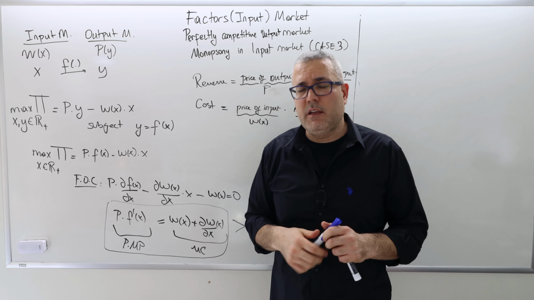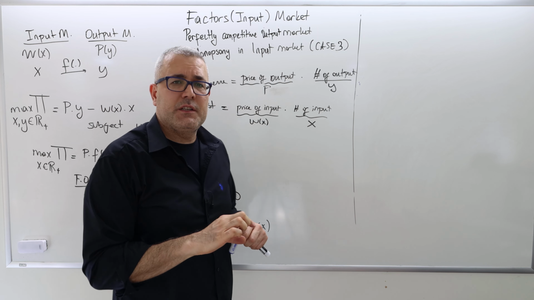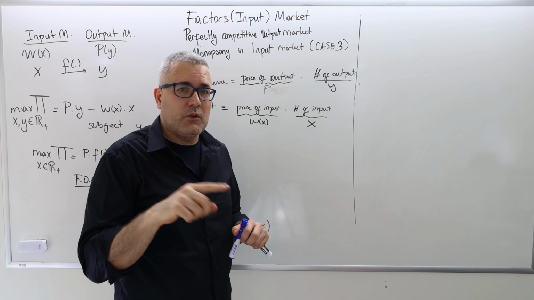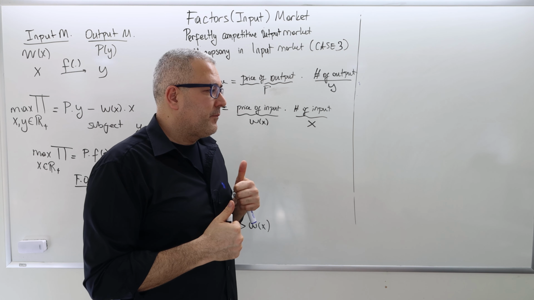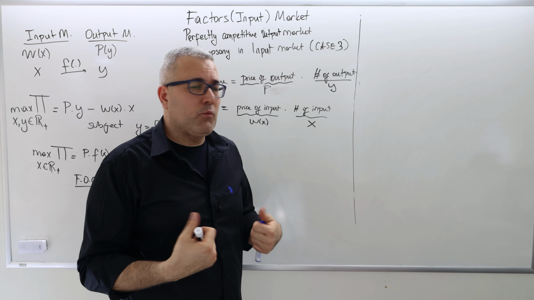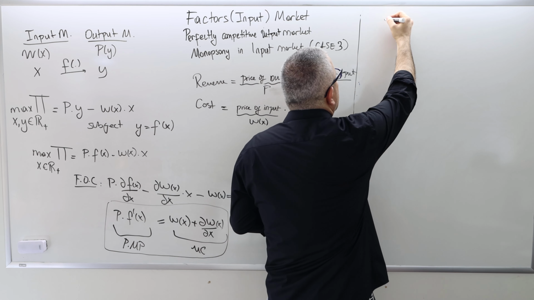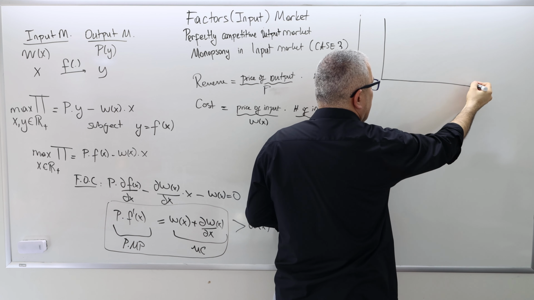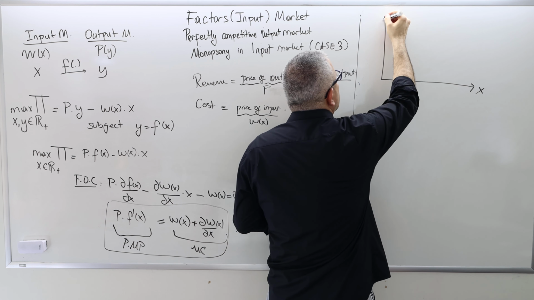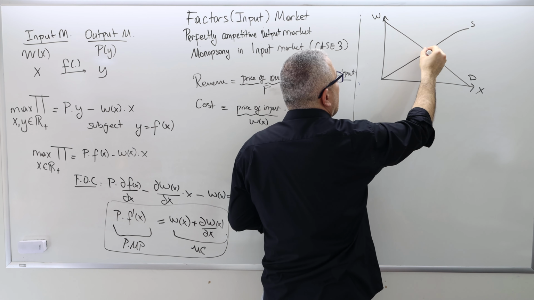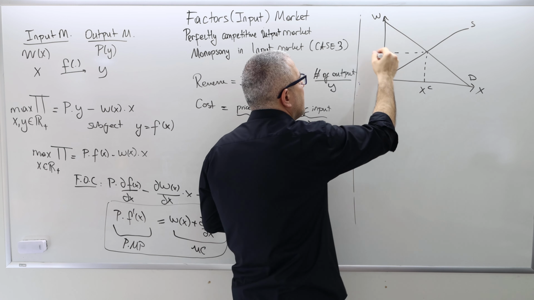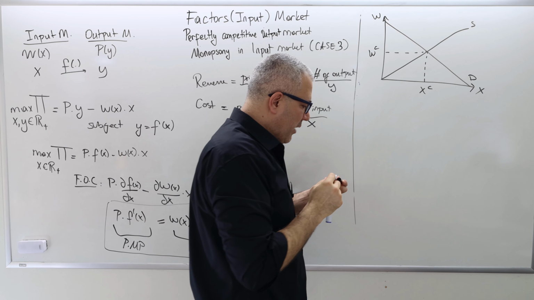Okay, so one last thing that I would like to add before finishing this video, and in the next video I'm going to solve a numerical example, the relationship between the monopsonist behavior and the minimum wage. Normally, when the labor market is perfectly competitive, this is X, the number of laborers, and this is the wage. This is the demand curve for labor, this is the supply curve for labor. This is the competitive equilibrium number of laborers hired, and this is the competitive equilibrium wage.